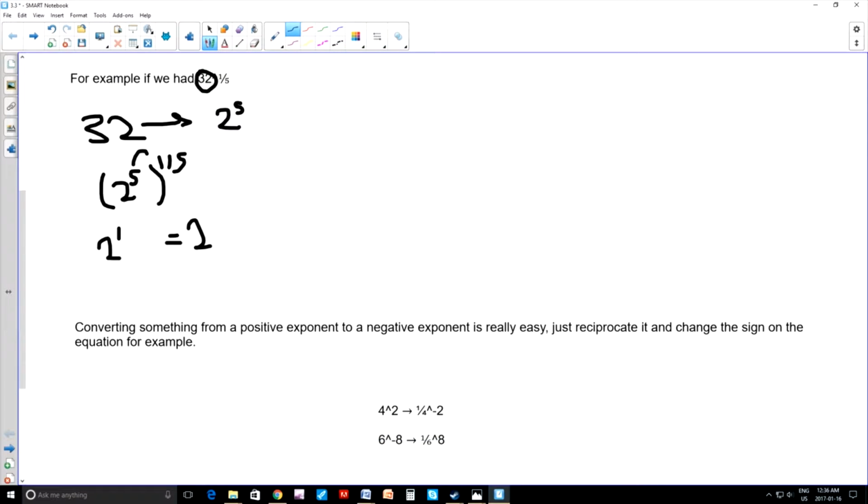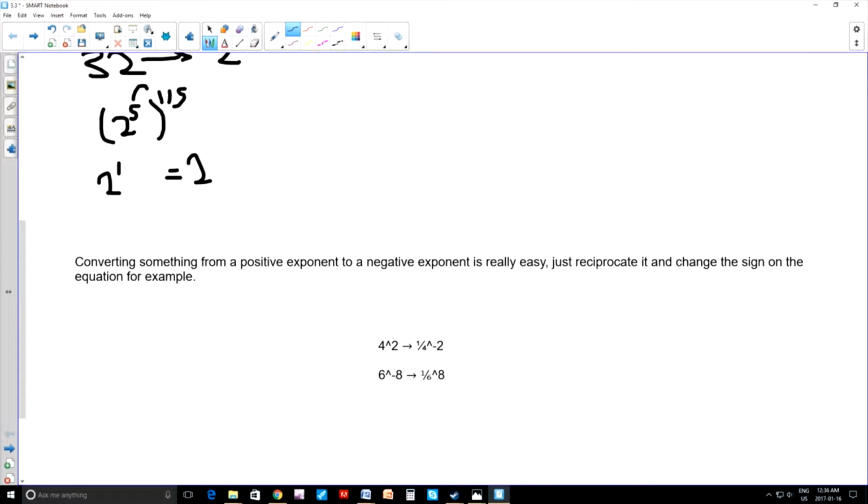Converting something from a positive exponent to a negative exponent is really easy. Just reciprocate it and change the sign of the exponent. For example, 4 to the power of 2 will become 1 over 4 to the power of negative 2. This is because 4 is 4 over 1, and when you reciprocate it, you flip it. So it'll be 1 over 4, and the sign of the exponent changes when you flip, so negative 2.